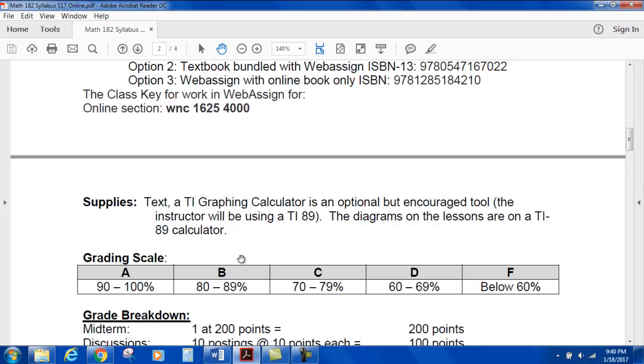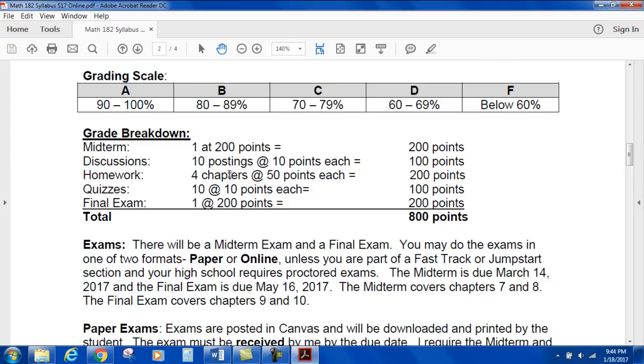Grading scale: A, B, C, D, F. A grade breakdown: we have a midterm 1 at 200 points. Discussions, 10 postings at 10 points each. So you can do more than 10 postings, but you need at least 10. Homework, 4 chapters at 50 points each. Quizzes, 10 at 10 points each, and final exam, 1 at 200 points.